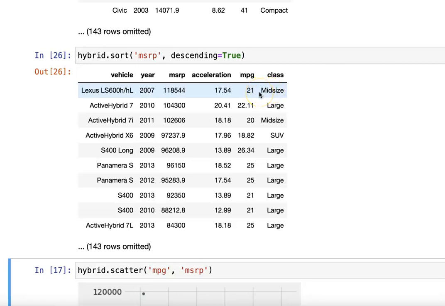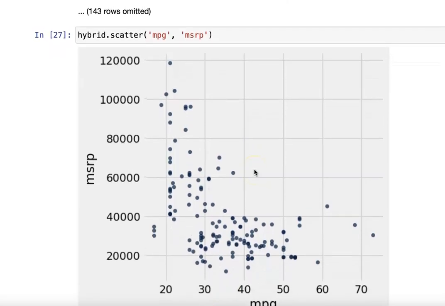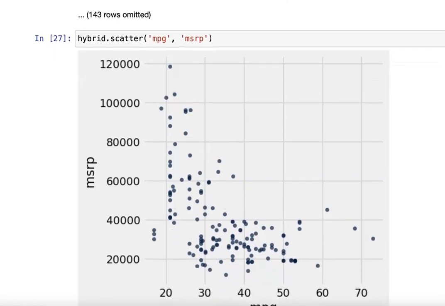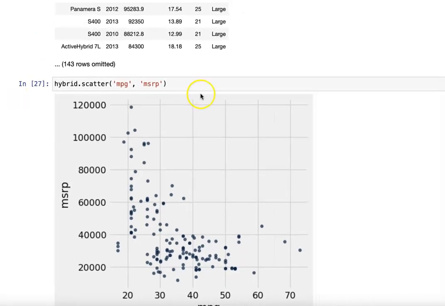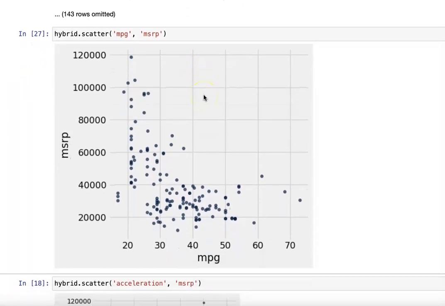So if we want to see the relationship between two numeric variables, for example, the gas mileage with the MSRP price, what their relationship or association is, then we can build a scatter plot. Here we choose the gas mileage and the MSRP price. So from here, what do you see? Actually, we can see they are more like a negative association.